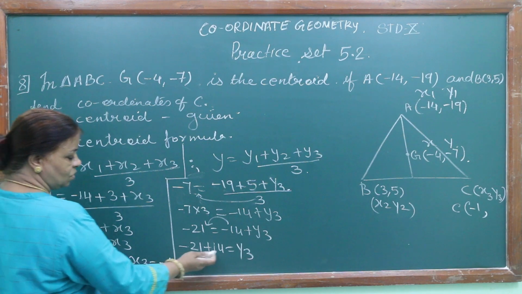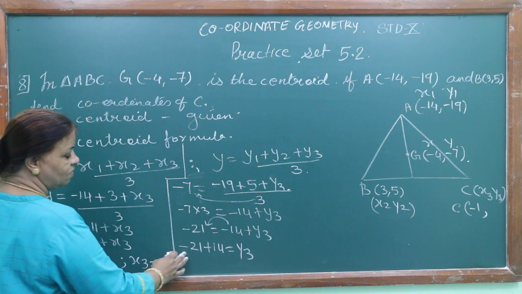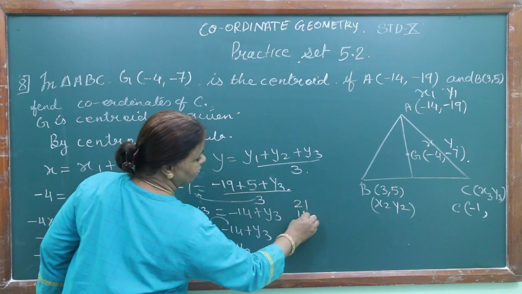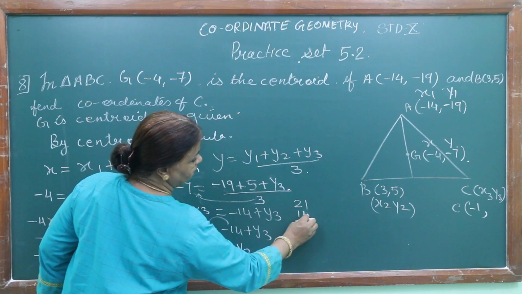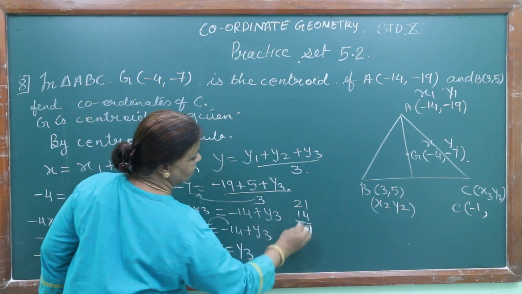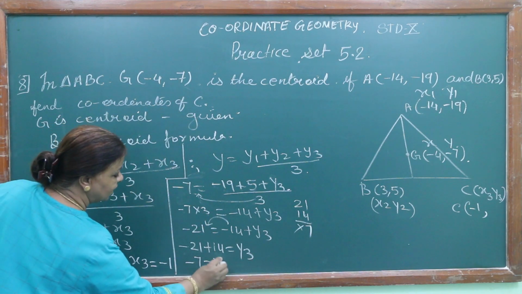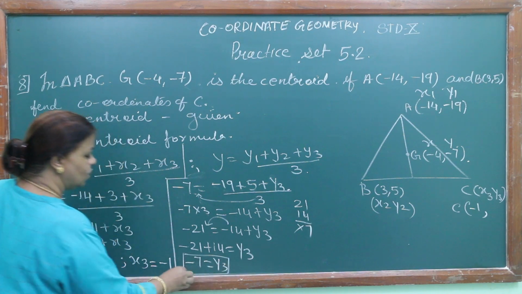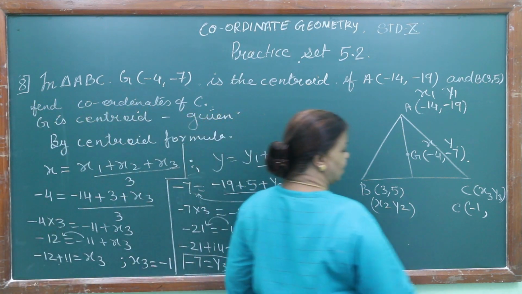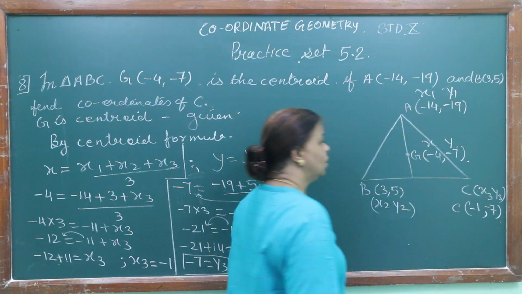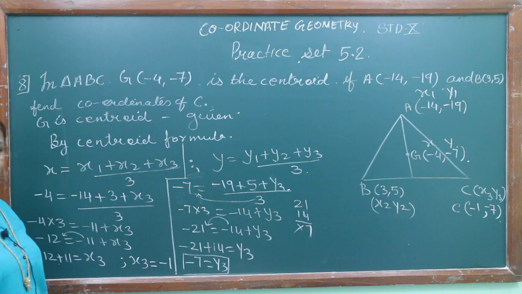So we have to subtract. It will be 21 minus 14. 11 minus 4 is 7, 1 minus 1 is 0. So it will be minus 7. Y3 is equal to minus 7. So we got the y coordinate of C as minus 7, children. You can pause the video and you can solve the sum.